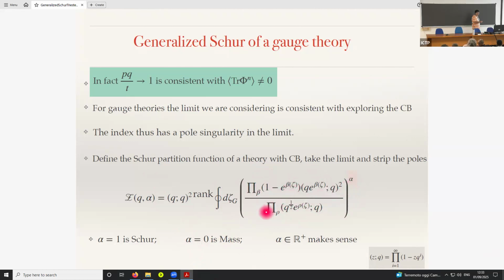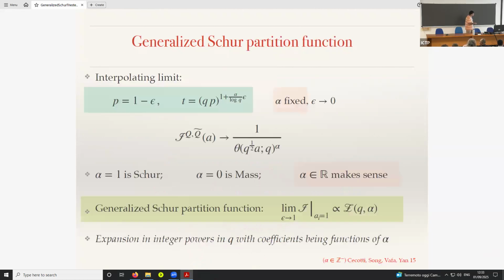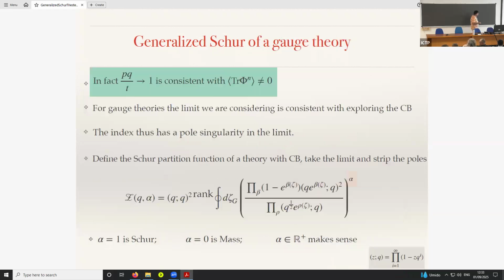Importantly, also the Haar measure is taken to the power alpha. Everything is taken to the power alpha. This is not something we cook up. This is something which comes out of this computation. We just compute this limit of the index, and that's what comes out. Okay? And then we can study this particular limit.